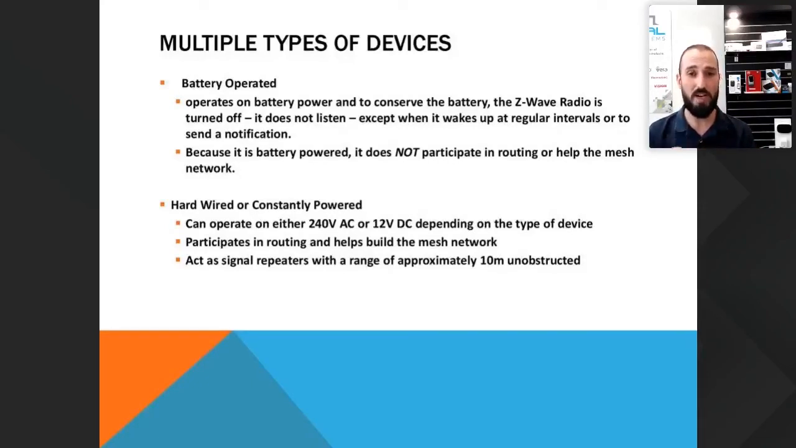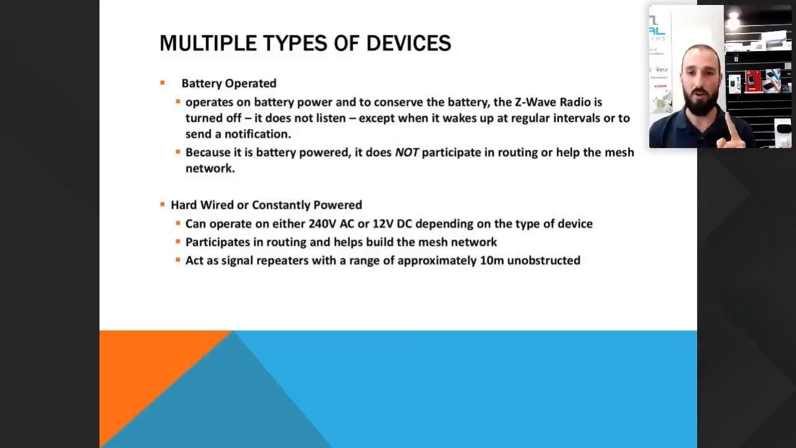But then you can get things that are hardwired or constantly powered. So they're going to be operating on either the 240 volt AC current, which is the stuff you get straight out of the wall, or it could be a 12-volt DC. Irrespective, they're constantly powered. They do participate in strengthening up the network.